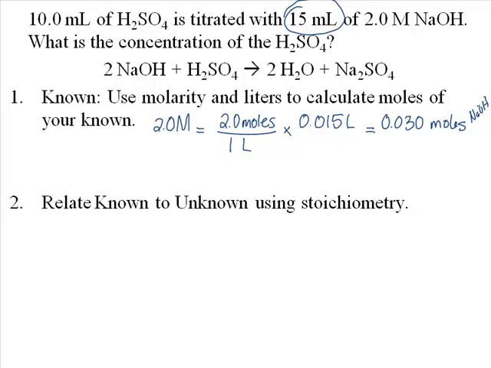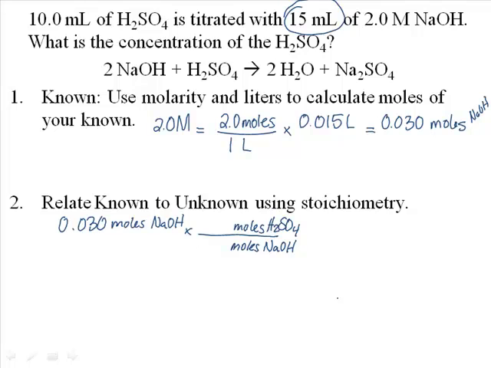This is identical to the second step in problems where we went from grams to moles, then moles to moles, then moles to grams. So I have 0.030 moles of NaOH. I'm going to multiply that by a stoichiometric relationship. So moles of NaOH on the bottom to make it cancel, moles of what I'm looking for on the top. In this question, I'm asked to find how much H2SO4, so that's what I'll put on the top.